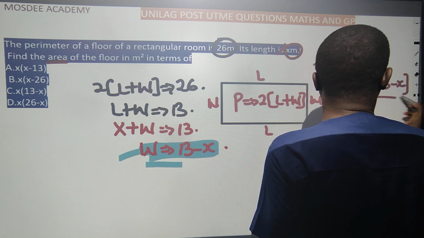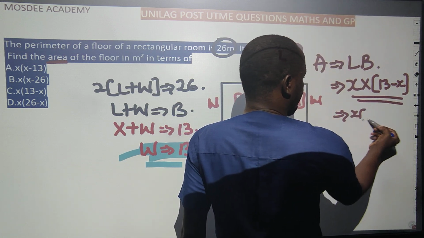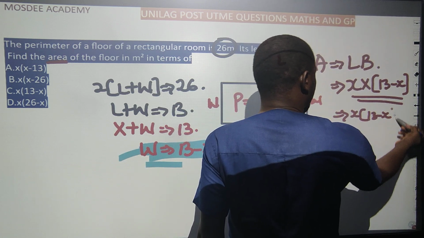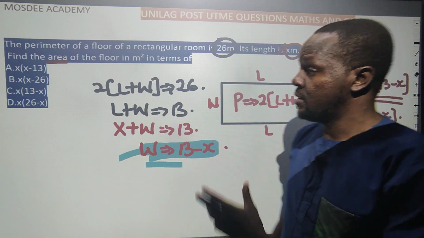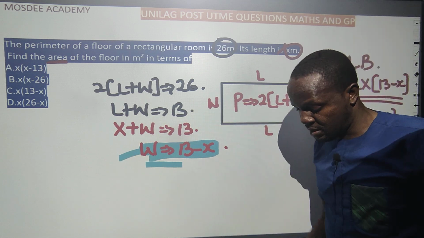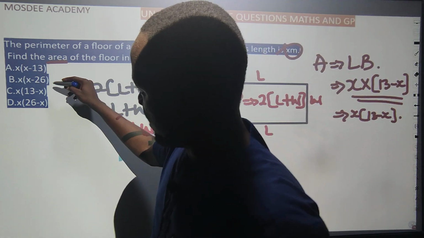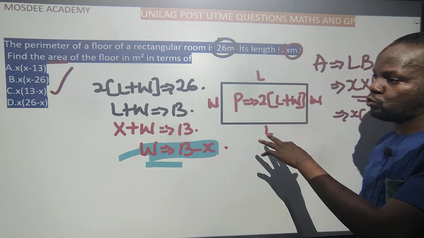So you have solved according to the exam. x times something is like writing it like x open bracket 13 minus x. So you are looking for something like this, in meters square, whatever is the SI unit. Something open bracket, something minus something. So in terms of x, my answer tallies with this choice C, and that is how to do that.